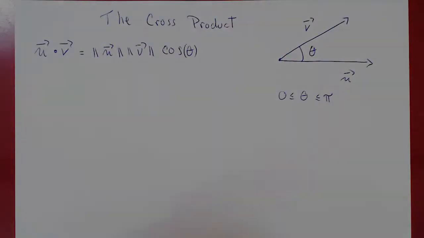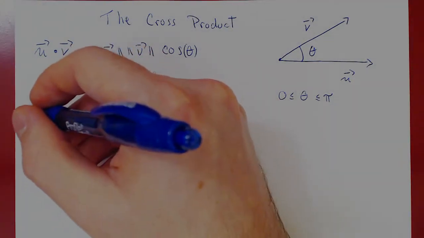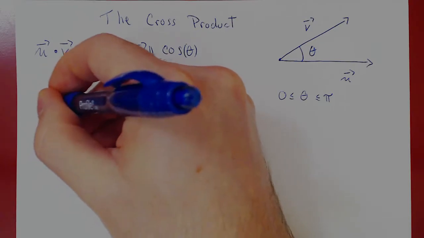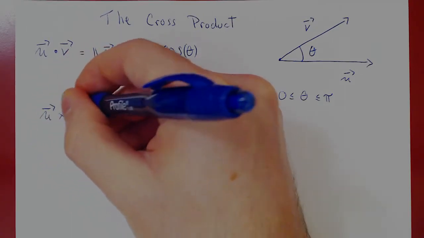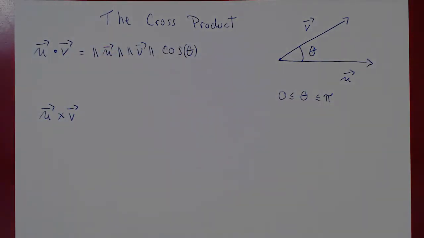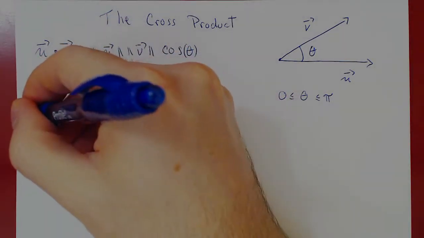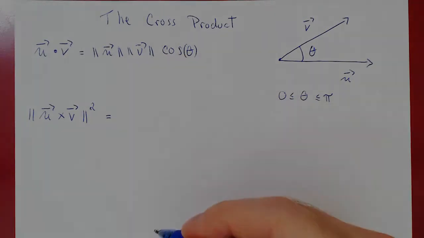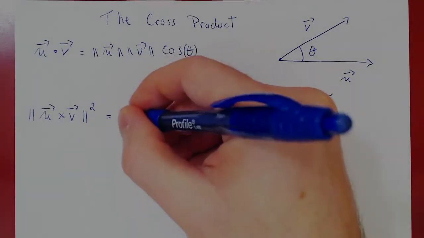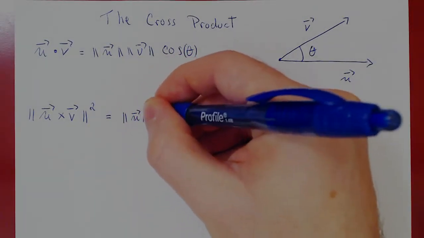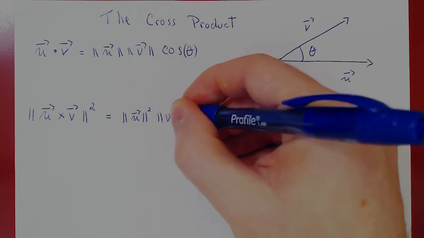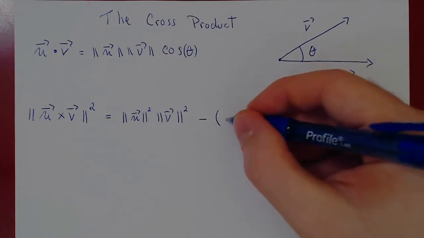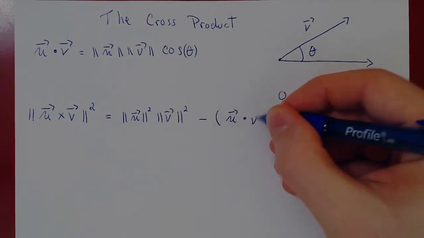So here's the equality. If you ask about the cross product between u and v, this is a vector, and now you can take the norm squared of this vector, and we have the following equality. This will be the norm of u squared times the norm of v squared minus the dot product between u and v squared.